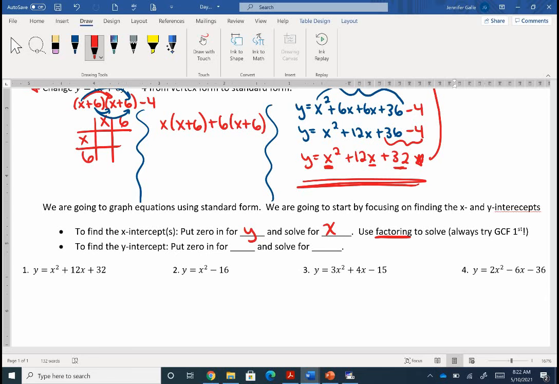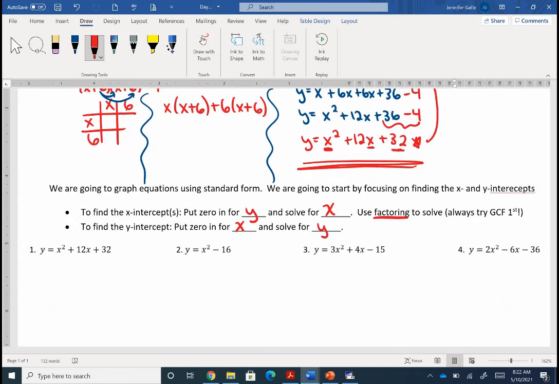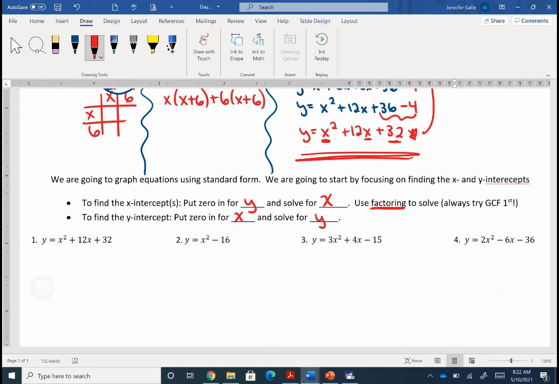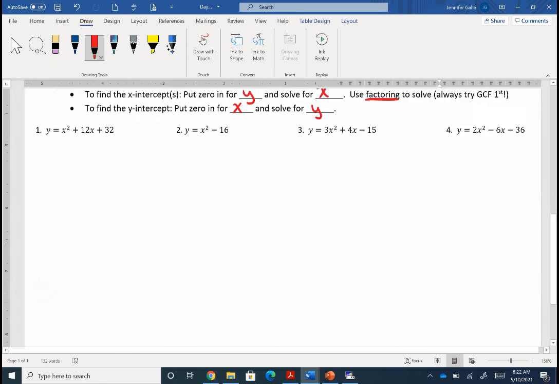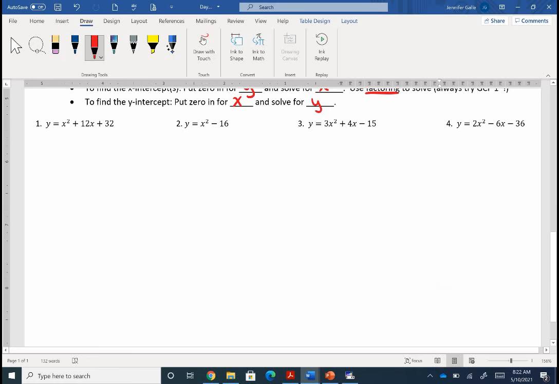And then it says to find the y-intercept, same thing we did in our last unit. Put 0 in for the x and solve for y. So whichever intercept you want, the idea holds true of what we just did. To find x-intercepts, we put a 0 in for y. To find y-intercepts, we put a 0 in for our x. So what I have today are just 4 examples, and then it's going to be your time.